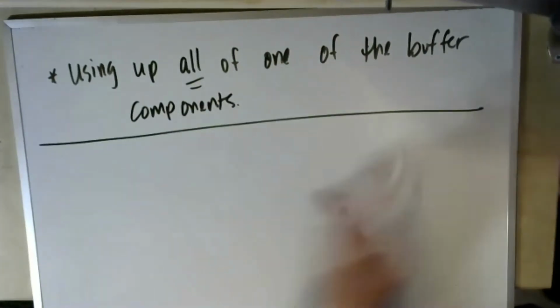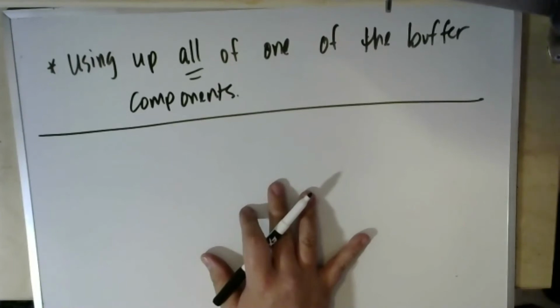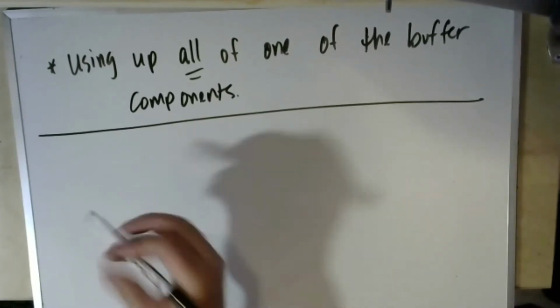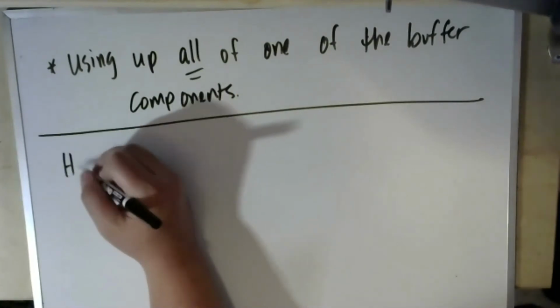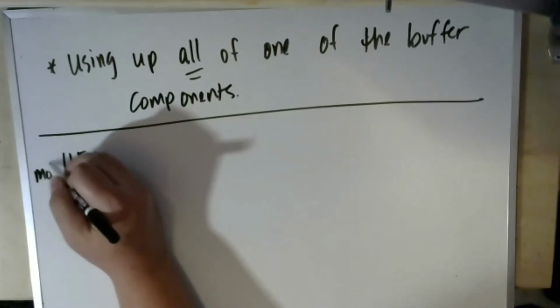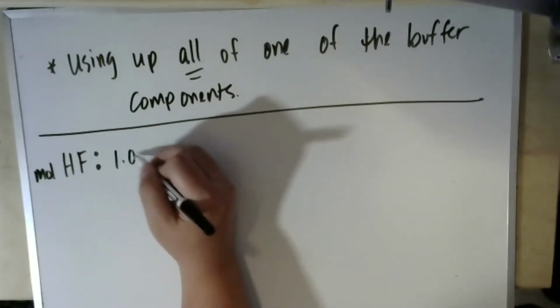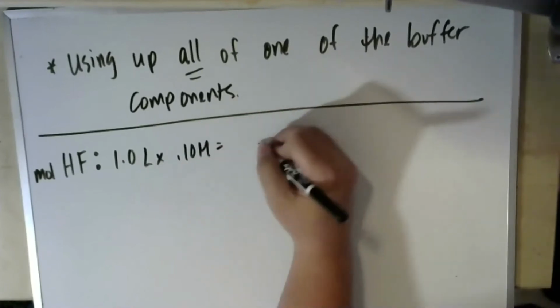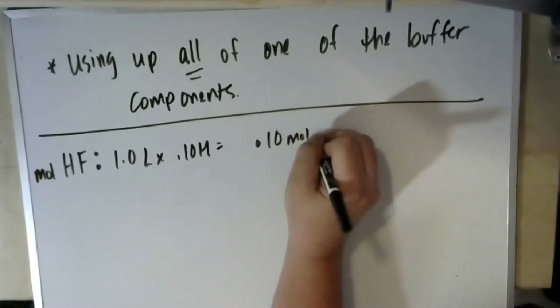So this is what will destroy a buffer. In this case, I have a 1 liter buffer solution. If I want to look at my moles of HF, that's going to be 1 liter times 0.1 molar. So I have 0.1 moles of HF.